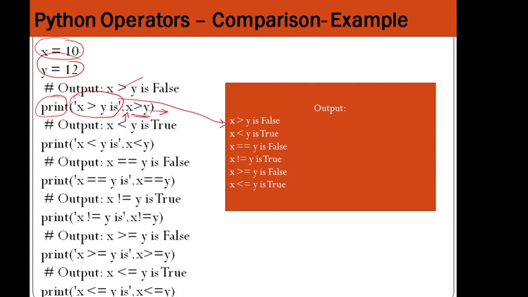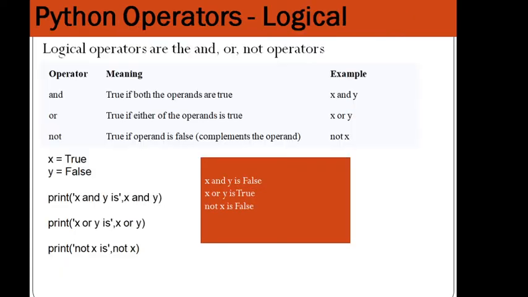So here x is greater than y, no, so the answer should be false. So here we are getting false. And similarly x is less than y, so this is true, so the answer is displayed as true. Then x is equal to y, no, this is false, so false is displayed. X is not equal to y, this is true, so true is displayed. X is greater than or equal to y, it is false. X is less than or equal to y, yes, this is true. So this is how the results are declared, and how the print function is used, and what formatting you want to use in the print function.